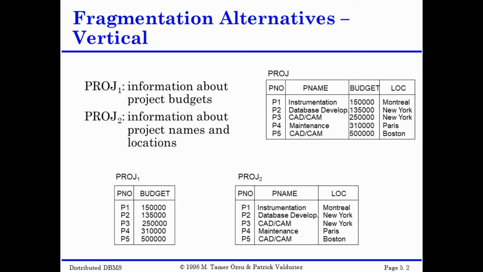In the next slide you will see vertical fragmentation. You have project 1 containing information about project budgets, and relation project 2 containing information about project names and location. And you see here project 1 contains only 2 attributes, project number and budget. And project 2 contains 3 attributes, project number, project name and location.